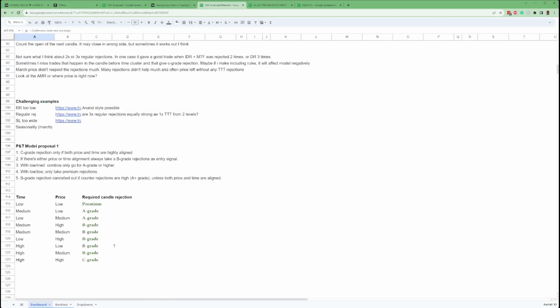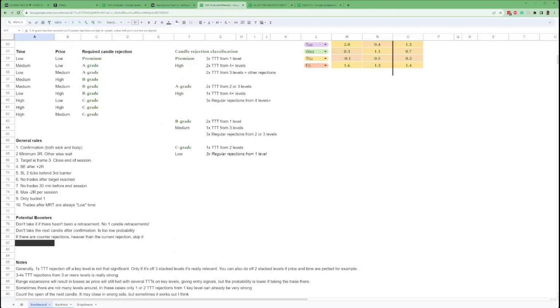And the proposal, so how you should trade it, is the C grade rejections only if both time and price are highly aligned. If there's either price or time alignment, only take the B grade rejections or higher as your entry signal. If you have low to medium combos of time and price, go only for the A grade or higher. And if both are low, only take premium rejections. And of course, look out for the counter rejections.